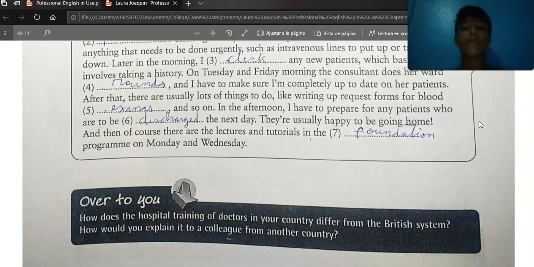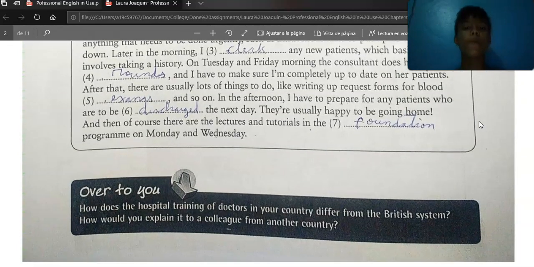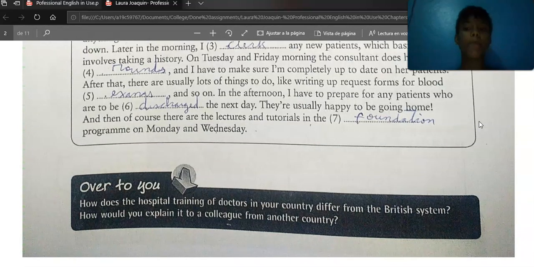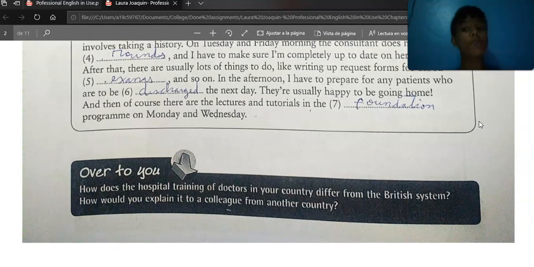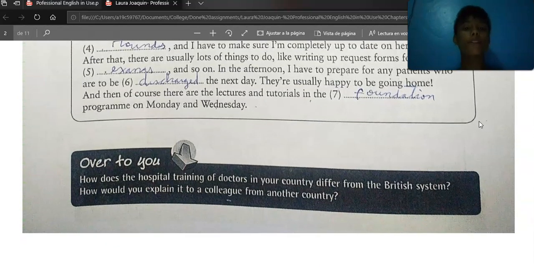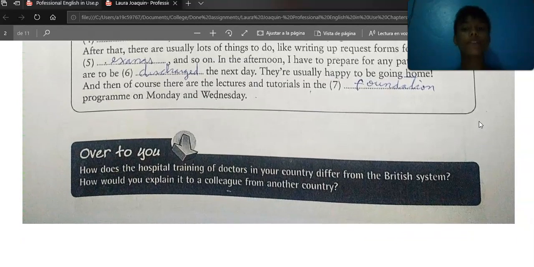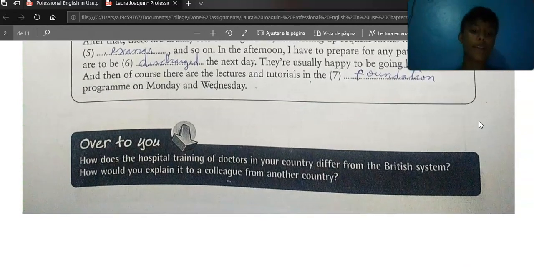On Tuesday and Friday morning, the consultant does the ward rounds, and I have to make sure I'm completely up to date on her patients. After that, there are usually lots of things to do, like writing up request forms for blood tests, exams, and so on. In the afternoon, I have to prepare for any patients who are to be discharged the next day. They are usually happy to be going home. And then, of course, there are the lectures and tutorials in the foundation program on Monday and Wednesday.